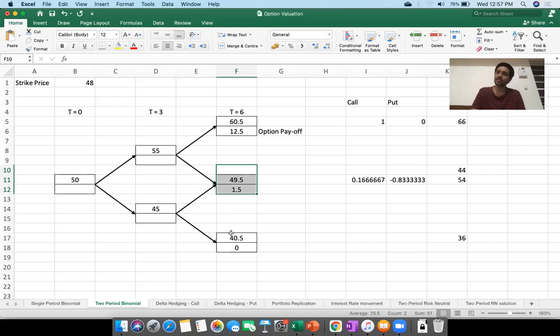And the fourth possibility is 40.5, which means the $50 share today falls down to $45 at t equal to 3, and it further falls to 40.5 at t equal to 6. So at the end of 6-month contract, there are actually 3 possible share prices, but 4 possible paths. 49.5 is one share price having 2 paths. It can come either up and down or down and then up.